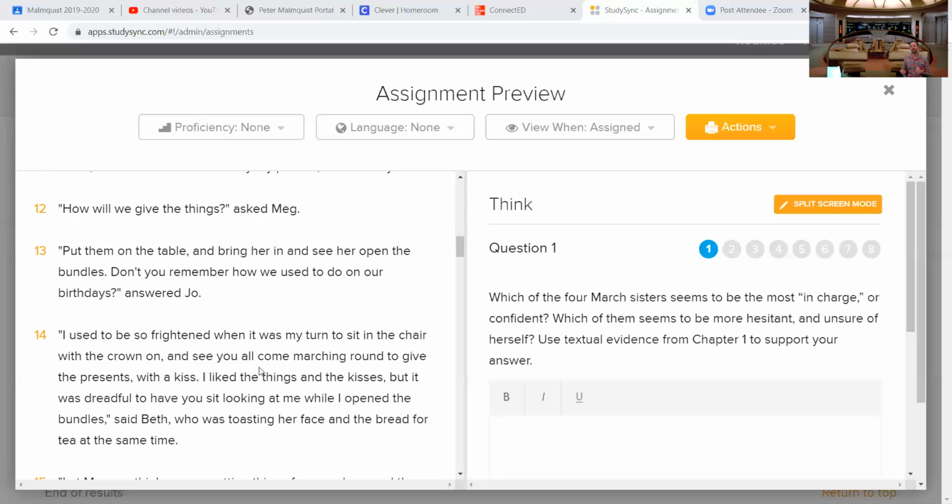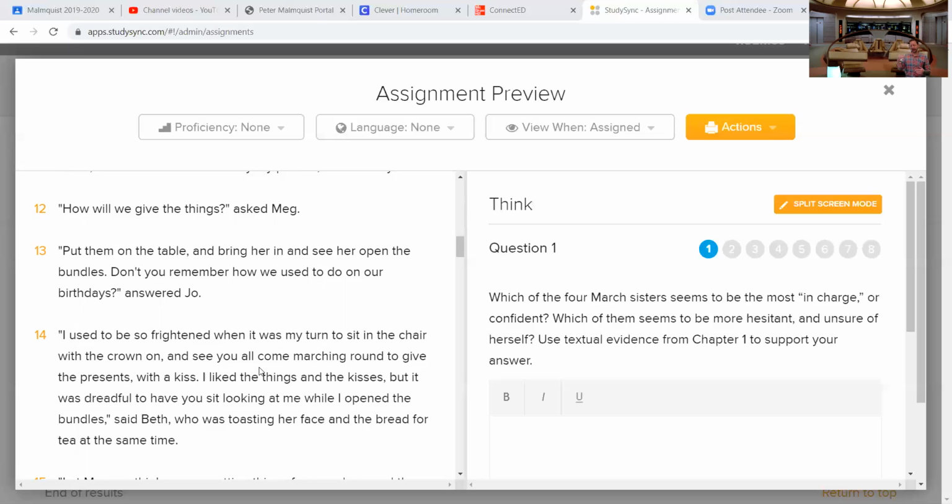All right, so here we have Beth. Beth saying she was always so frightened to sit in the chair with the crown on when it was her birthday. So she had trouble when she was the center of attention. And it's kind of what the second question is asking, right? Who's the most hesitant and unsure of herself? So even though it's her birthday, she's talking about how she was the hesitant one. She was unsure of herself. She wasn't confident. So use paragraph 14 in your second part of your response, okay?